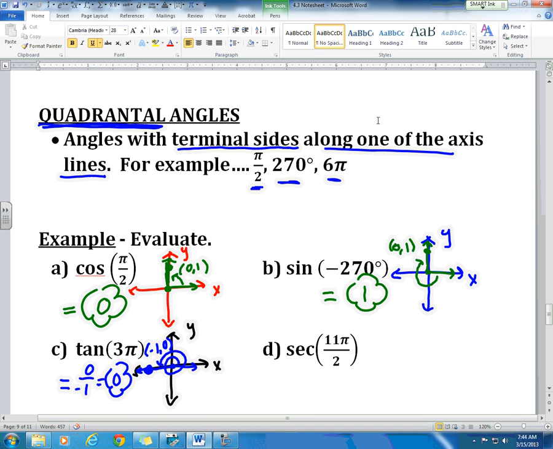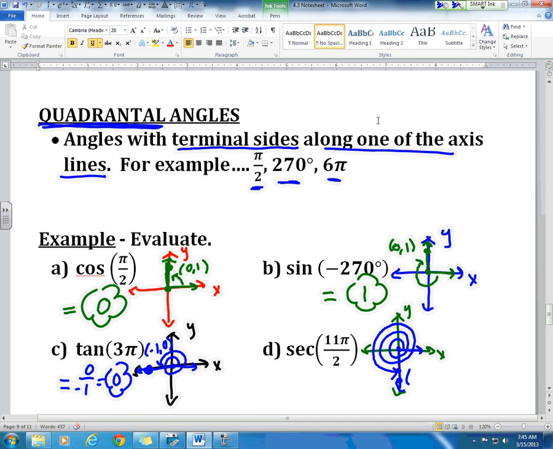And the last one, the secant of 11 pi over 2. So where does 11 pi over 2 fall? Let's see, 11 pi over 2. 4 pi over 2 is 1 full revolution. So here's the initial side. If we go around, this is 4 pi over 2. This is 8 pi over 2. 9 pi over 2. 10 pi over 2. 11 pi over 2. So our angle is stopping right here.